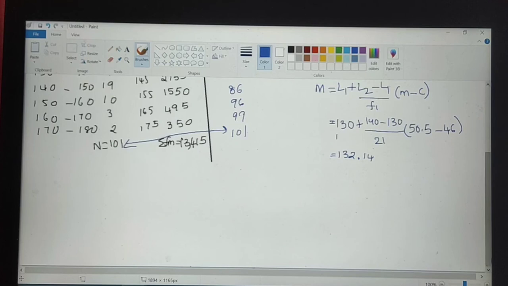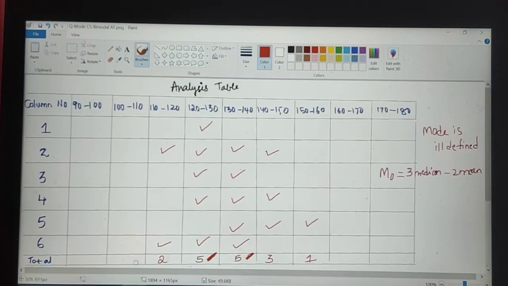Now I have my mean value and my median value. This is the place where I will apply the formula: mode equals 3 into the median value. The median value we found out is 132.14, so 3 into 132.14, minus 2 into the mean value. The mean, which we found out just now, is 132.62.